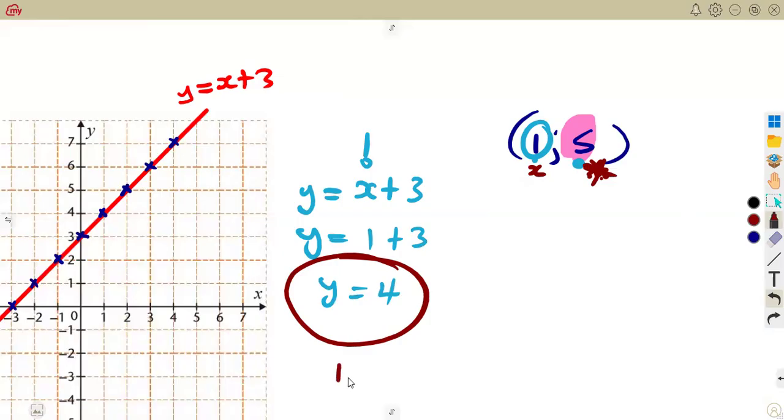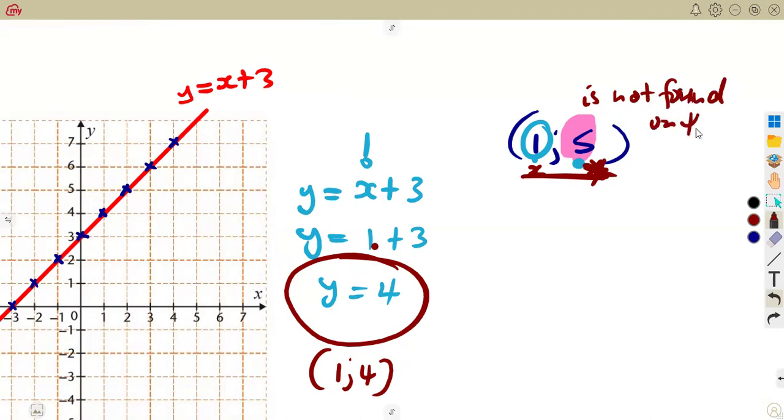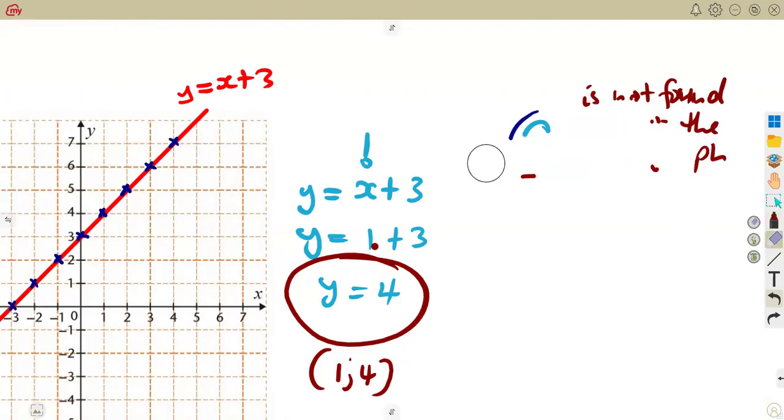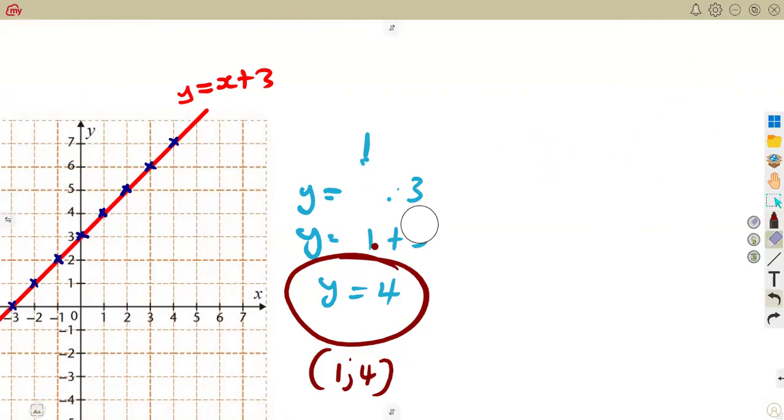Meaning to say the point 1, 4, when x is 1, y is 4, is the one which lies on the graph, not this one. So this one is not found on the graph. We cannot have this point on the graph. You will never have that point. So that is how you test your point.